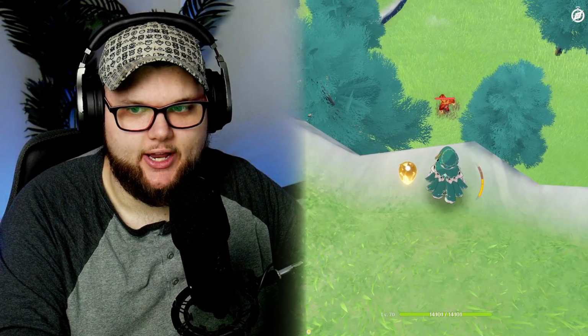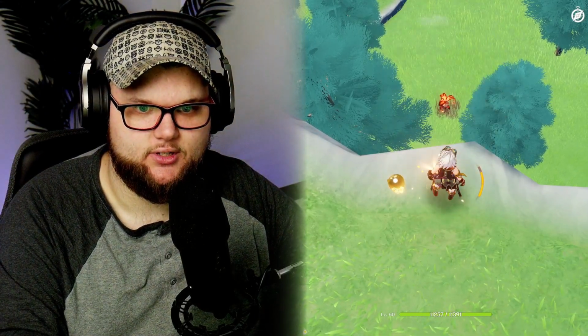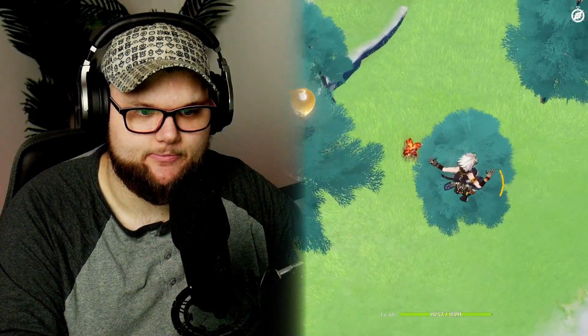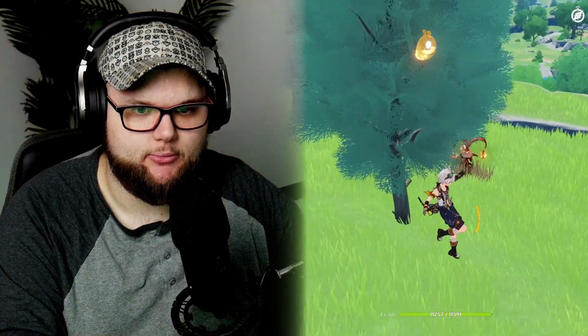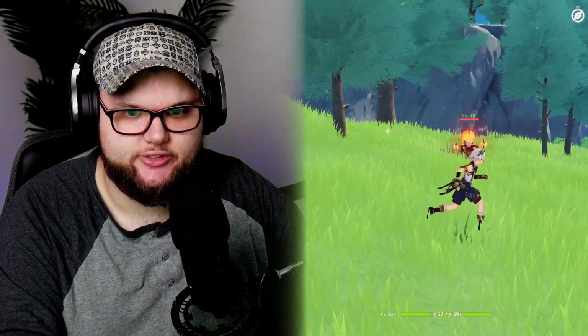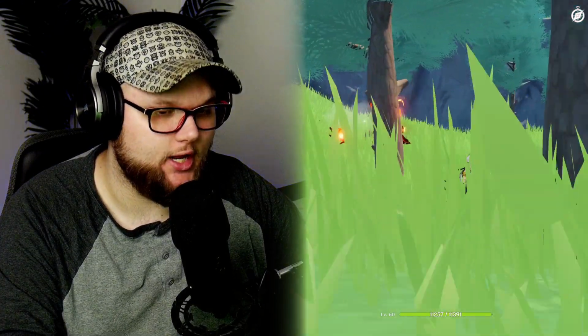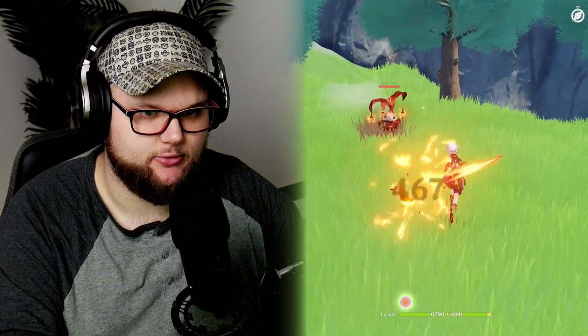So if you see here, we actually have a Pyro Whopper Flower. Now, Whopper Flowers are a little unique because they have a 35% resistance to all elements except their own element, which they have a 75% resistance to.